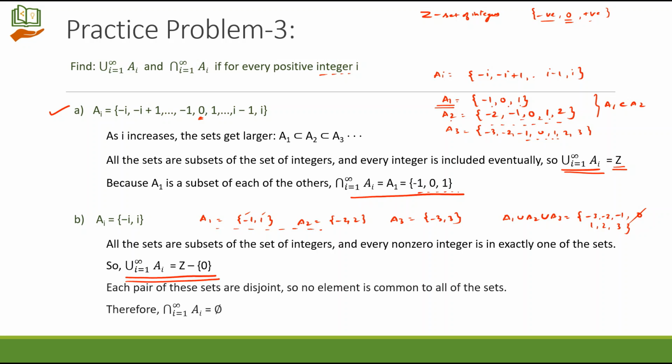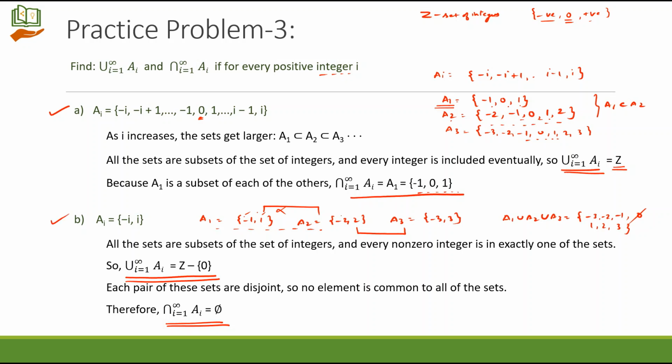What about the intersection? Each pair of these sets are disjoint. Do you find any intersecting element between A1 and A2? No. So no element is common to all of the sets. In that case, generalized intersection will be empty set. You don't have any intersecting elements between A1 and A2. You don't have anything between A2 and A3. This is going to be extended for the other sets too. So B is also done.